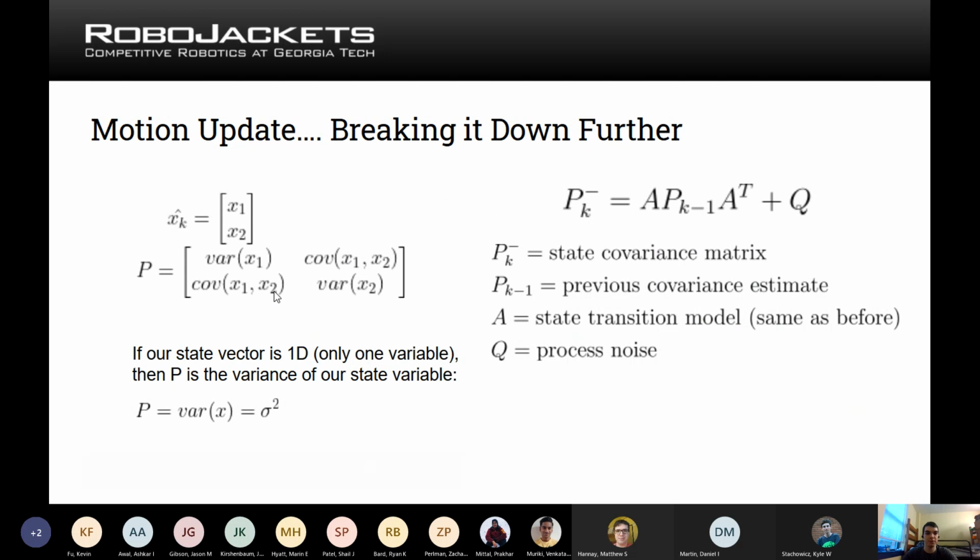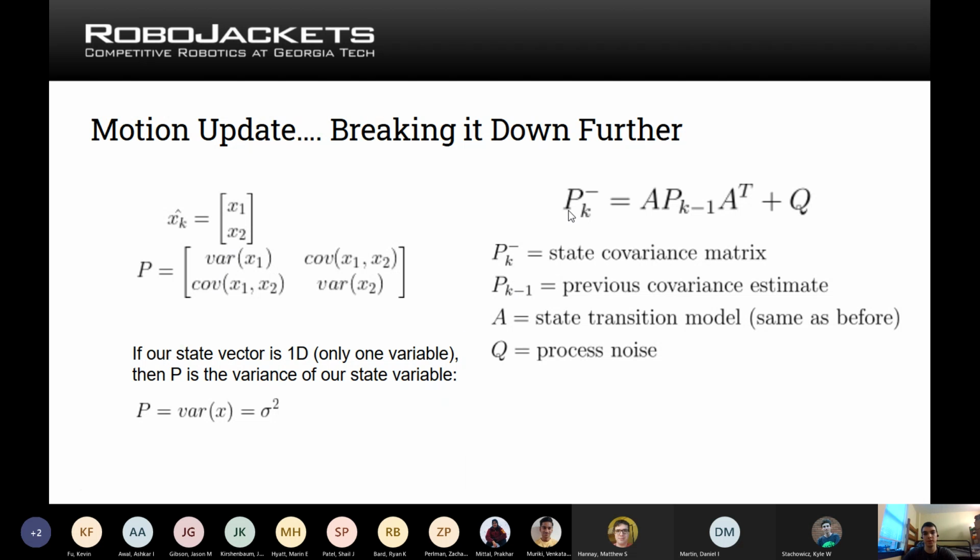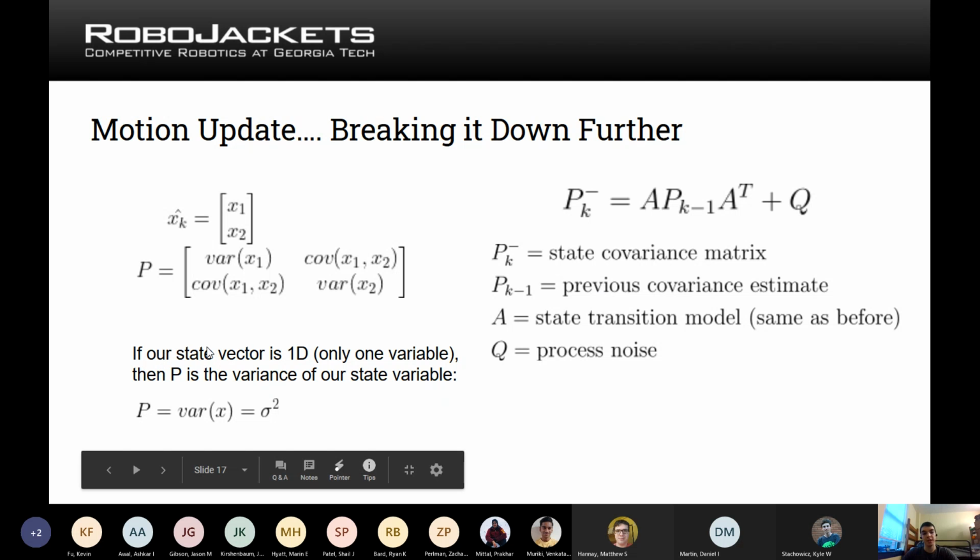So, breaking it down further, here's the actual covariance matrix. I should have put that on the slide. You can see it's basically variance along the diagonal and then covariance elsewhere. You'll also notice it's symmetric, which just means that if you transpose it, it's the same matrix. So this is our state vector. If we are in 1D, this simplifies to just the variance, which is sigma squared, where sigma is the standard deviation.